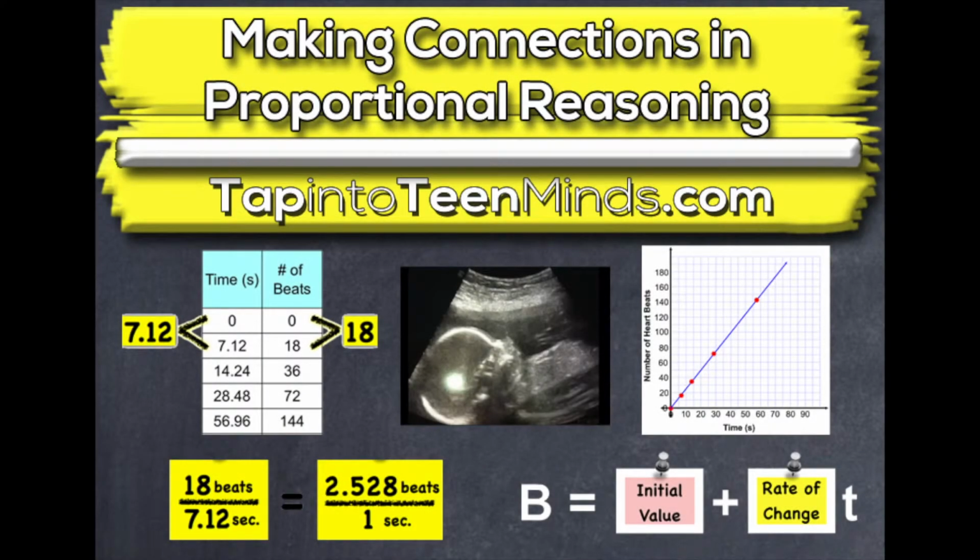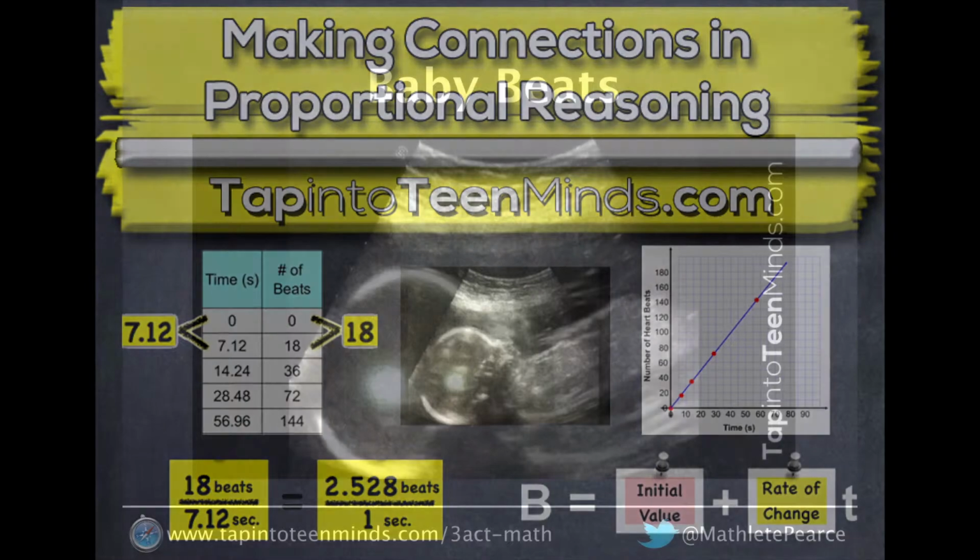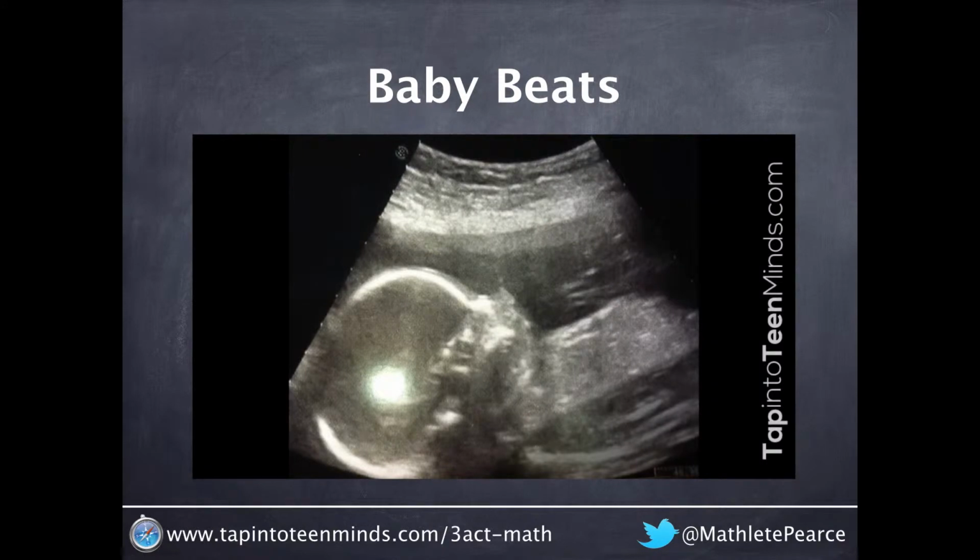Welcome to Making Connections in Proportional Reasoning, where we'll use a real-world problem to demonstrate how we can make connections in proportional reasoning through patterning and linear relationships. During this problem, students will listen to a baby's heartbeat while at an ultrasound visit and then discuss what calculations might be useful to a doctor and the parents.